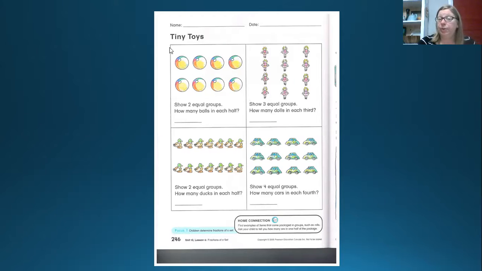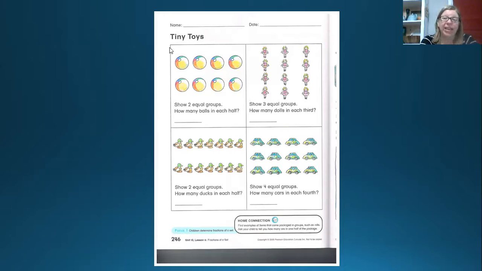Show 3 equal groups, and so you're going to circle those dolls into 3 using 3 circles. How many dolls are in each third? Again, it's just a simple way to practice that 3 matches with thirds, a fraction of a third. Then it says for the ducks, show 2 equal groups by circling 2 groups that have the same number of ducks in each, and then tell how many ducks are in each half. And finally, it says show 4 equal groups, how many cars in each fourth.